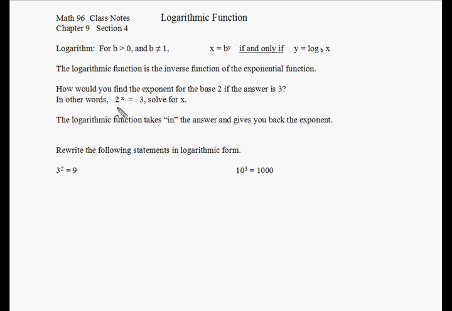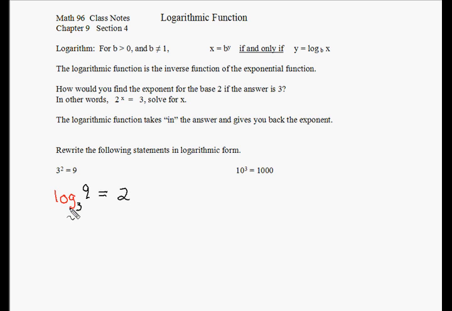In other words, if I had 2 raised to some power and the answer was 3, how could you possibly solve for x? How could you get x alone? The logarithmic function takes in the answer and gives you back the exponent. So if I wanted to rewrite the following statements in a logarithmic form, I would say that 3 raised to the 2 equals 9, a very true statement, and the log base 3 of 9 is 2.